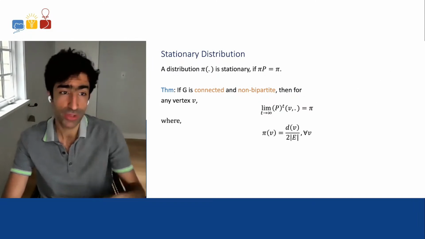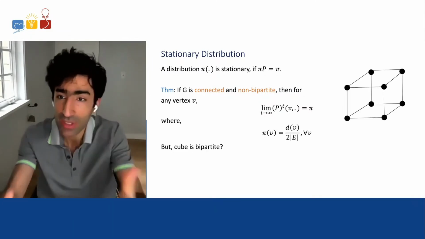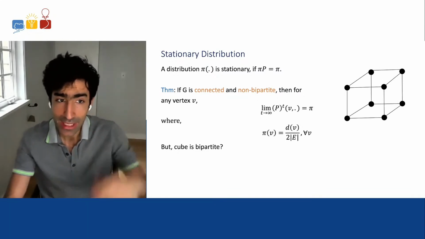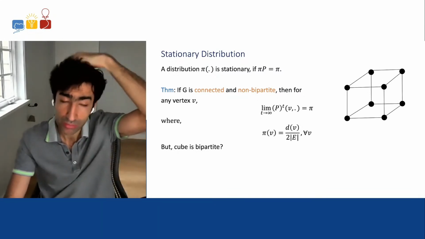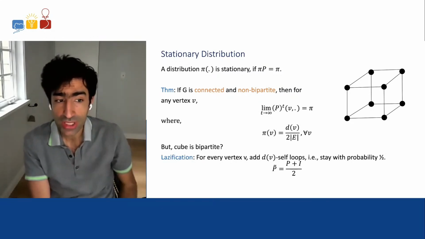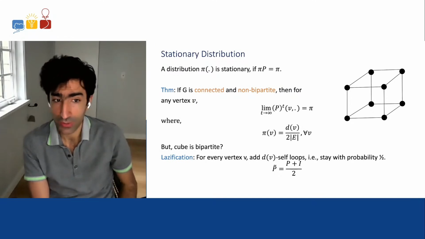So, okay, this is a cool theorem, but you can say, the graph I was looking at so far, this cube graph, is a bipartite graph. So what can I say? There is a trick to actually drop the non-bipartiteness assumption, which is to do a lazification. So what is this trick?